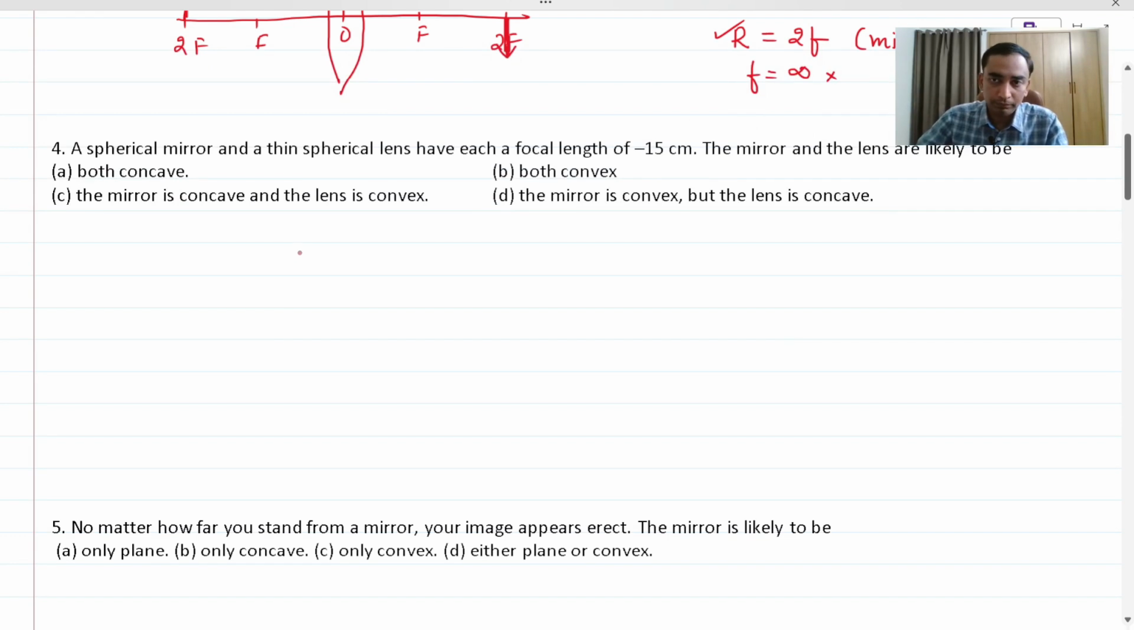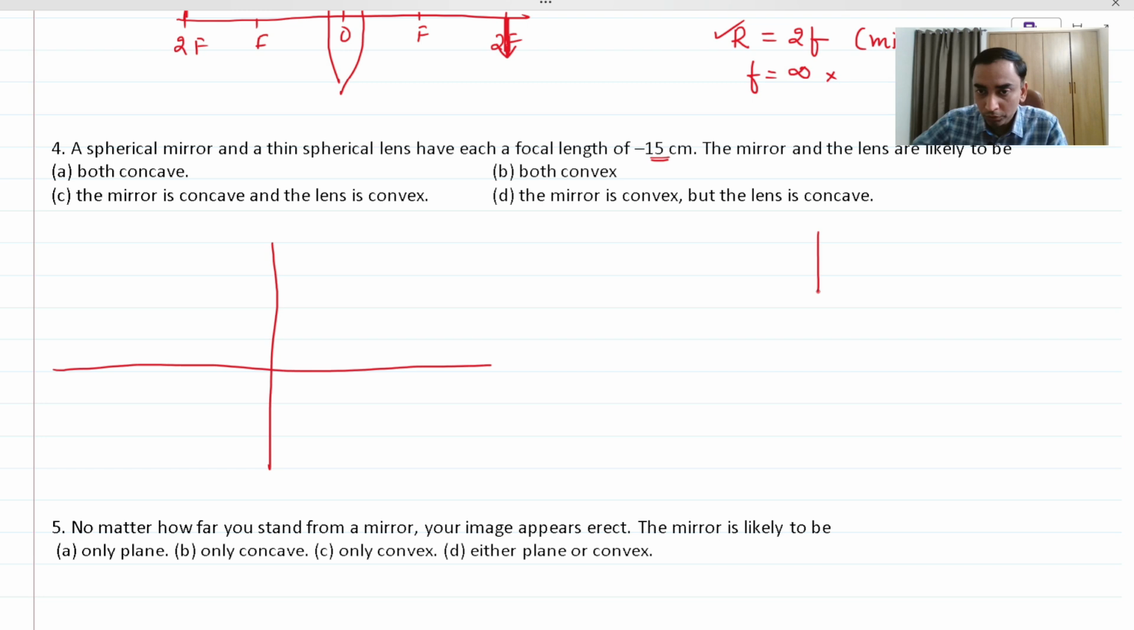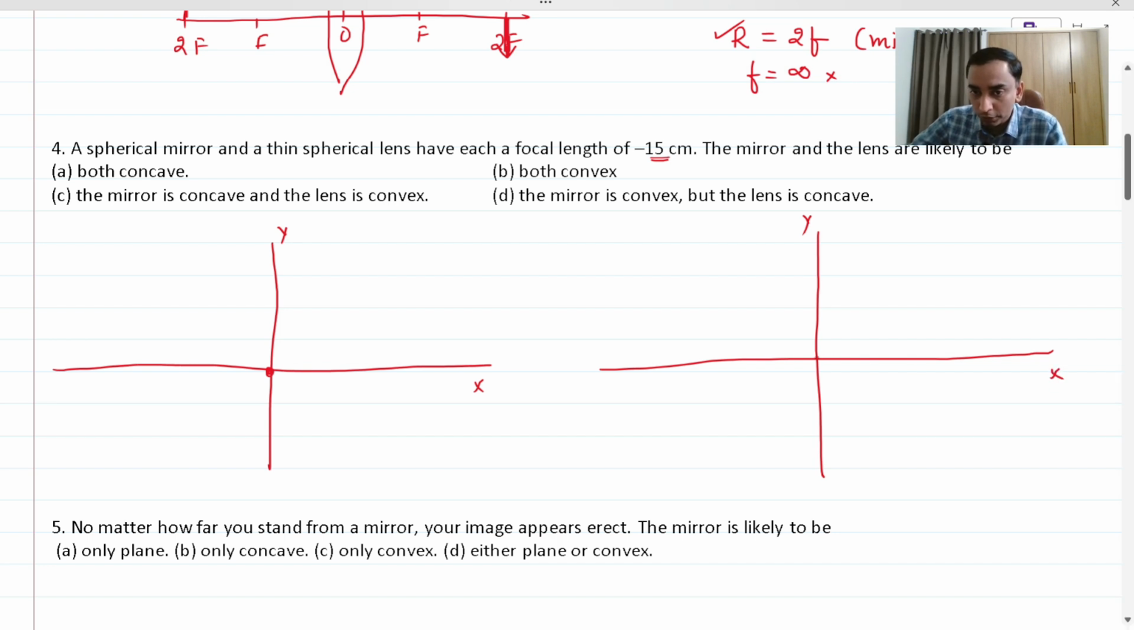Question number 4 says that a spherical mirror and a thin spherical lens have a focal length of -15 centimeters. Now see, how do you remember which is a positive focal length and a negative focal length? I'll give you a very easy example. See, first of all, you draw a number line. So I'm going to draw two such number lines. I mean, this is not a number line basically, but this is a coordinate system. So this is y and x. So you draw two coordinate systems, y and x. And this is the origin O.